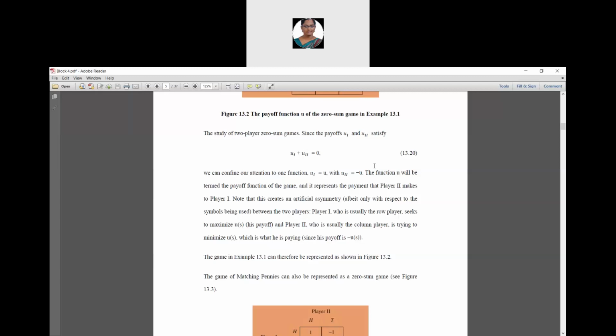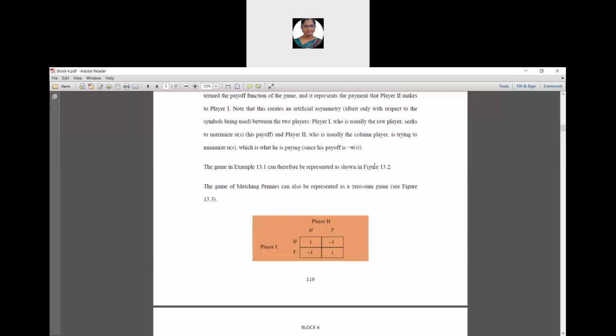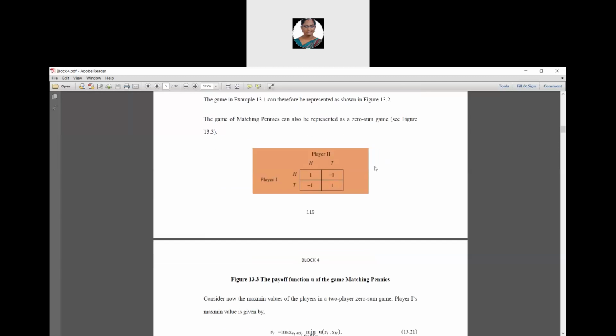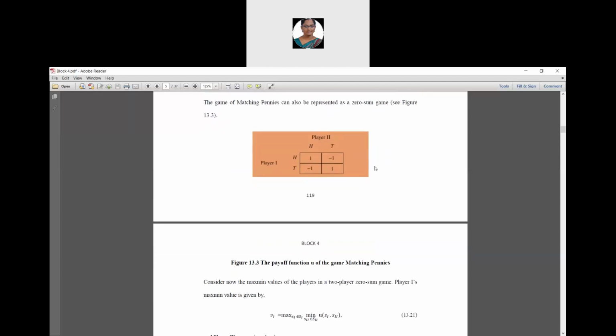The game in example 13.1 can therefore be represented as shown in figure 13.2, and the game of matching pennies can also be represented as a zero-sum game. See here in figure 13.3, the payoff function u of the game matching pennies is given.